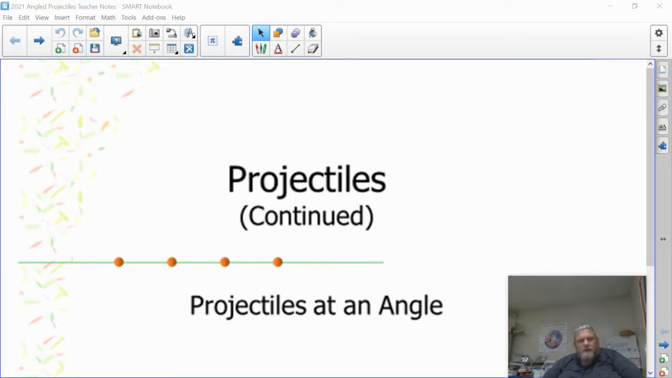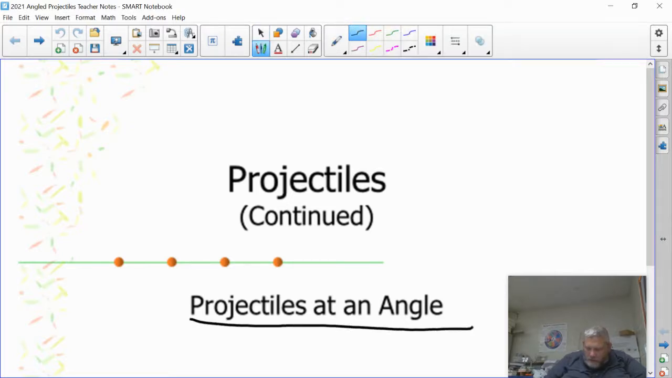Okay, just a reminder that we have a test next Wednesday over this projectile material. Make sure that you are comfortable with this. It's going to be horizontally launched projectiles as well as the stuff that we cover today. All right, so we're looking at projectiles at an angle.